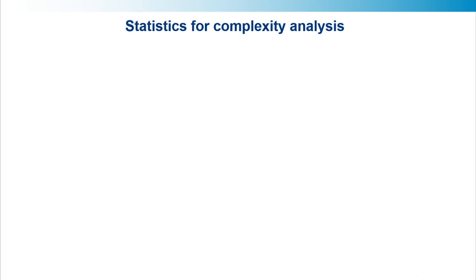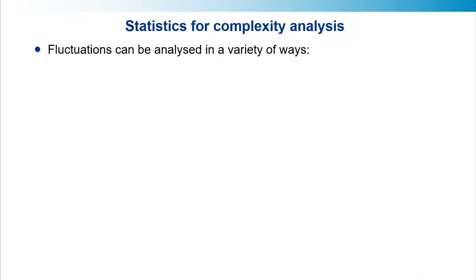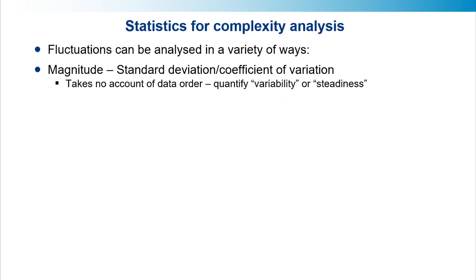So how do we look at complexity? What are the analyses we can do to quantify this kind of thing? Well, fluctuations in any time series can be analysed in a variety of different ways. So we can look at the magnitude of fluctuations. For that we can use the standard deviation or the coefficient of variation. Now that takes no account of the data order, and it essentially quantifies the magnitude of variability, or the steadiness as it's sometimes called, in the signal.